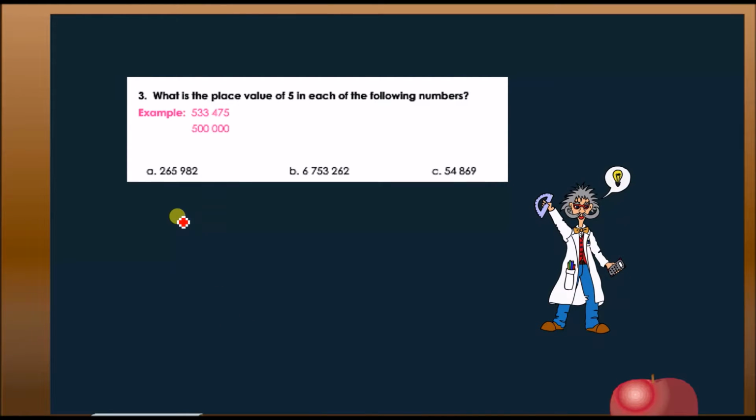Let's have a look at place values. Tell me what is the place value of 5 in each of the following numbers. The 5 in this number is in the 100,000s, so it's 500,000. The 5 in this one is in the thousands, so it's 5,000. The 5 here is in the position of the 10,000s, so it's 50,000. This 5 is also in the position of the 10,000s, so it is also 50,000.